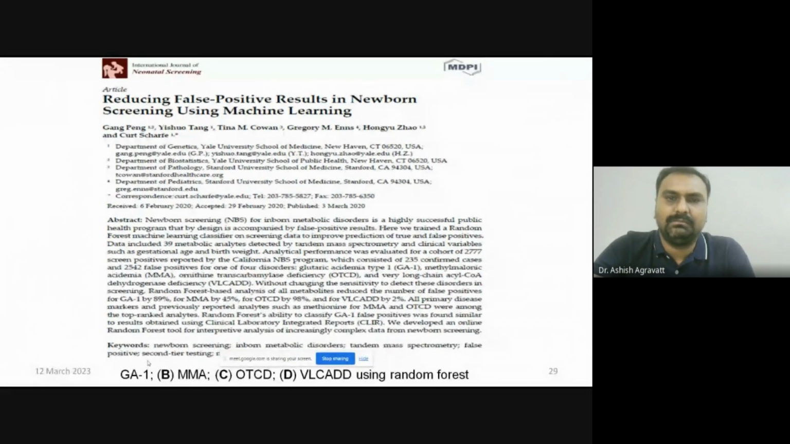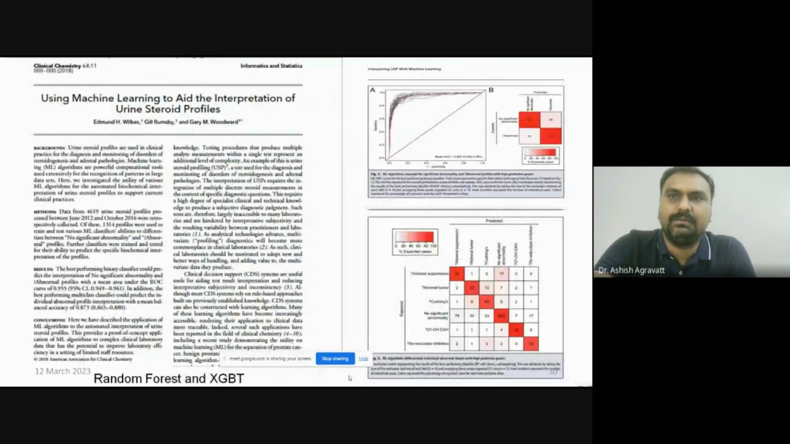So the different inborn errors of metabolism like glutaric aciduria, methylmalonic aciduria, ornithine transcarbamylase deficiency, or very long chain acyl-CoA dehydrogenase deficiency. The false positive rate of these disorders was compared with the help of the random forest algorithm, and we can reduce the false positive results. These false positive results may occur due to the cutoff point between different age groups and the like. So the machine has reduced the false positive results. As per my opinion, for the interpretation of inborn error screening reports in clinical biochemistry, this machine algorithm is very important, very useful.